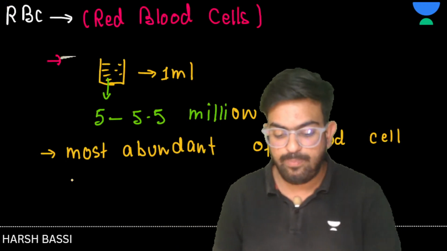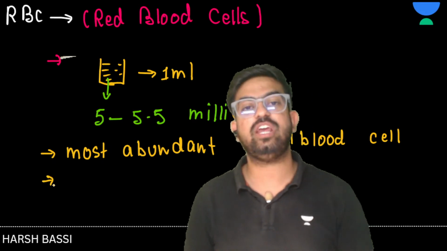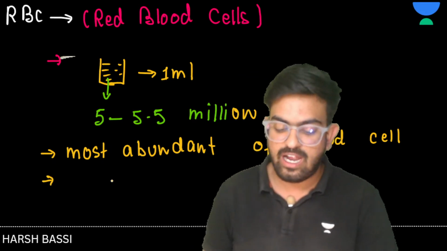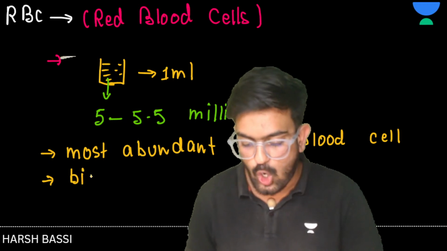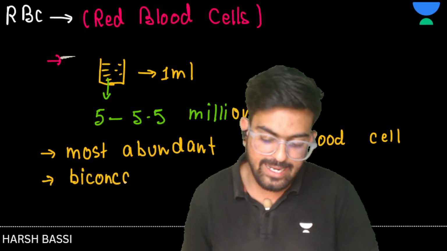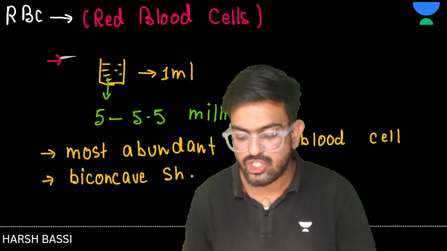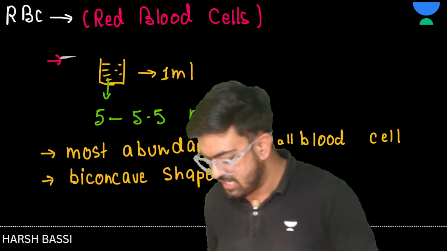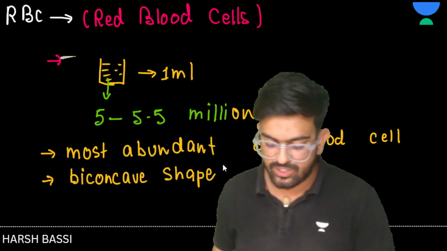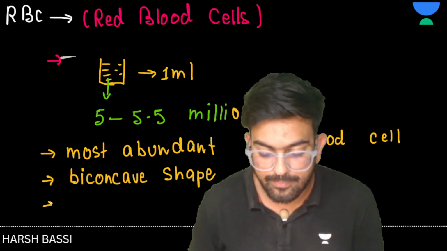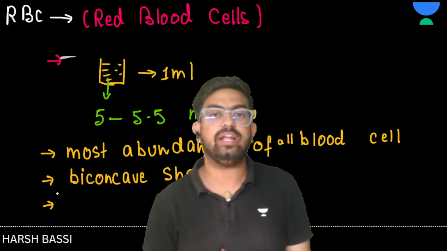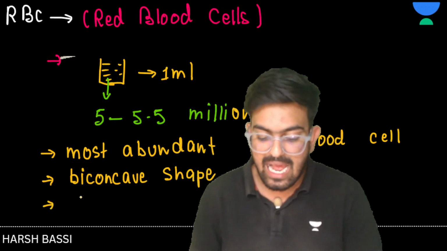Next, what is the shape of RBC? The shape of RBC is biconcave, right? It is biconcave shape. Now, the main characteristic of RBC is that it lacks a nucleus.